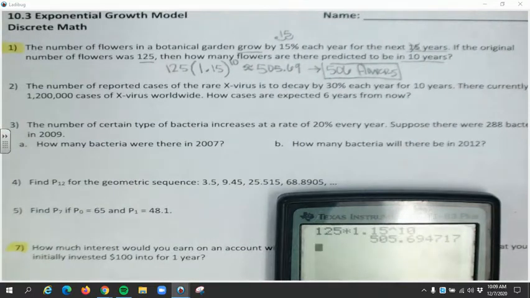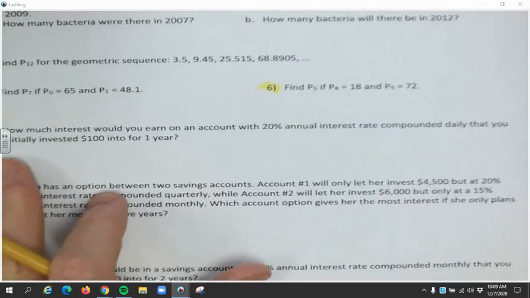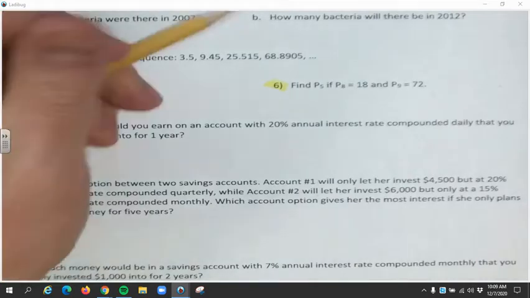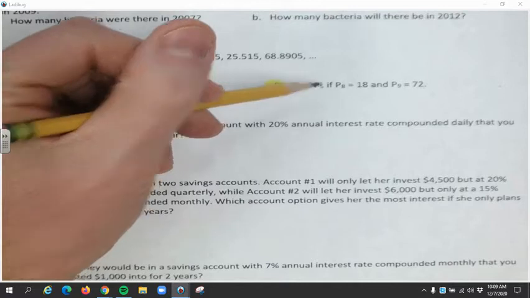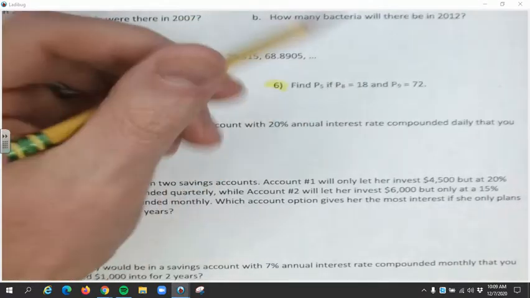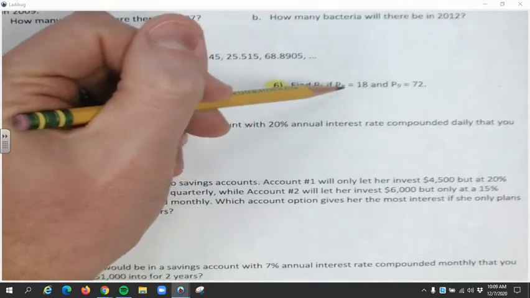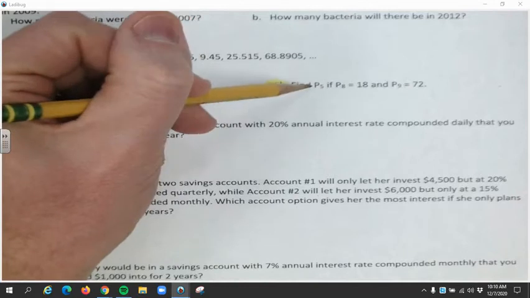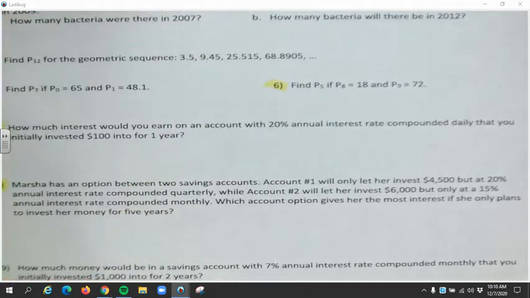Let's go to number 7. Excuse me, number 6. In this case, I'm trying to figure out what P of 5 is. So I need to now work backwards. I know what P of 8 is, I know what P of 9 is, but I need to go backwards. As you see, the sequence is getting bigger as I go from P of 8 to P of 9. It goes from 18 to 72. But I need to go backwards to figure out what P of 5 is going to be.